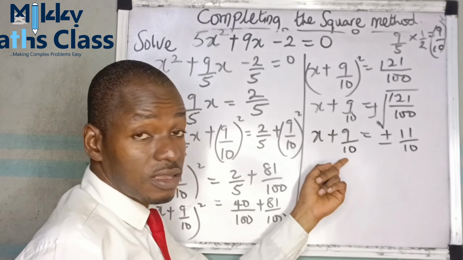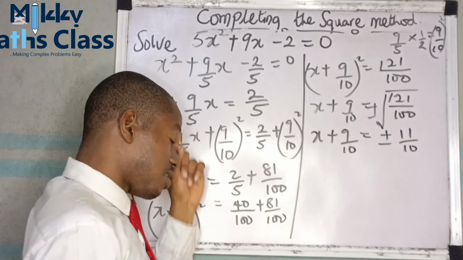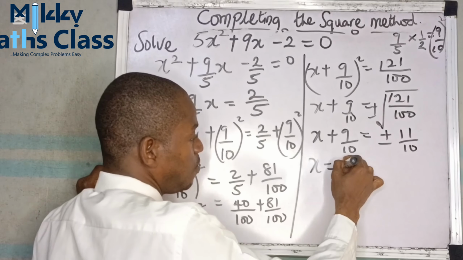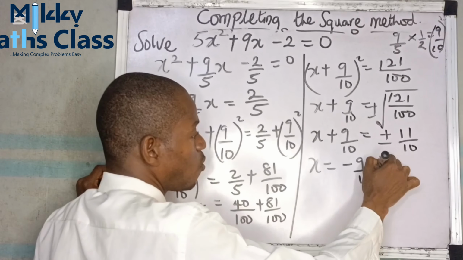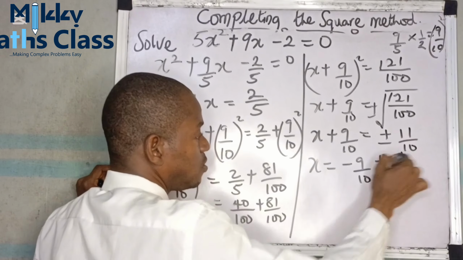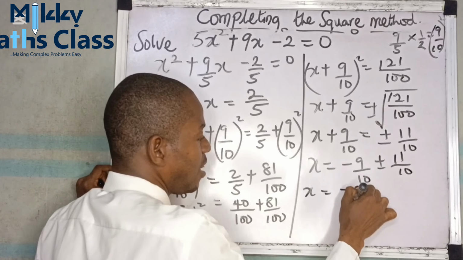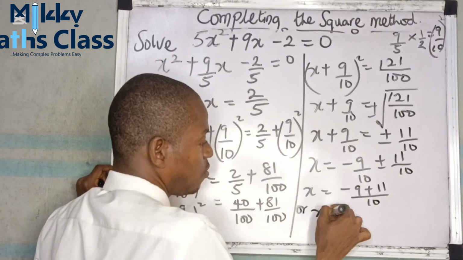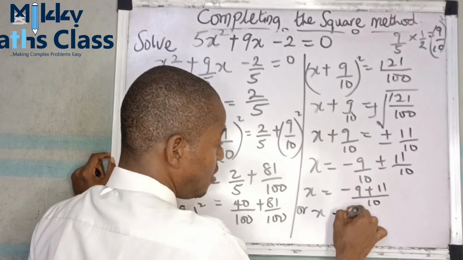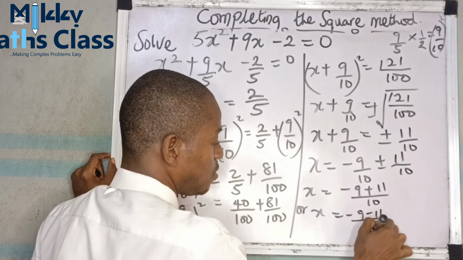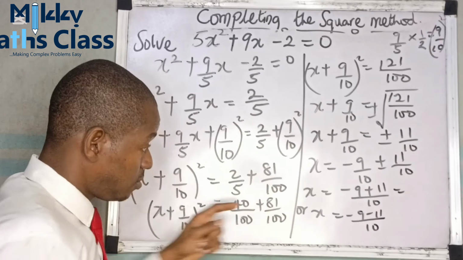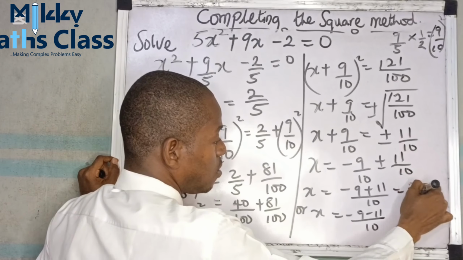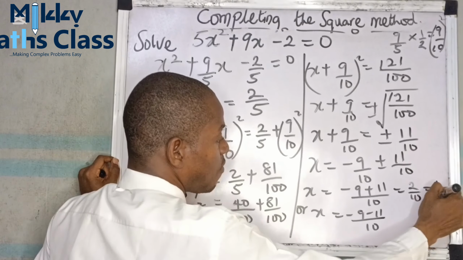So from here, take this 9 over 10 away from here. Subtract 9 over 10 from both sides. So this becomes x equals negative 9 over 10 plus or minus 11 over 10. That means x equals negative 9 plus 11 over 10, or x equals negative 9 minus 11 over 10. This one gives us 11 minus 9, that's 2. That's 2 over 10, which gives us 1 over 5.